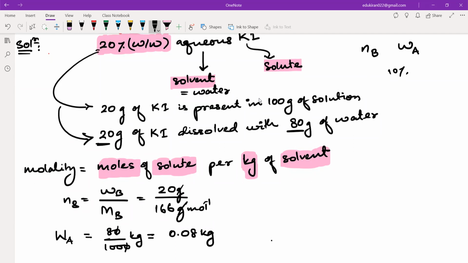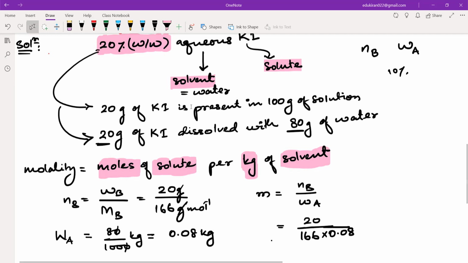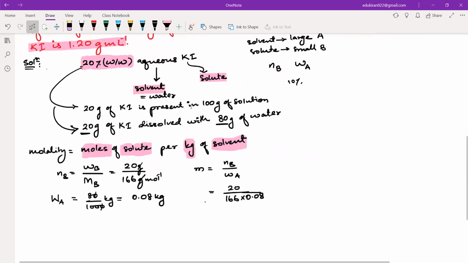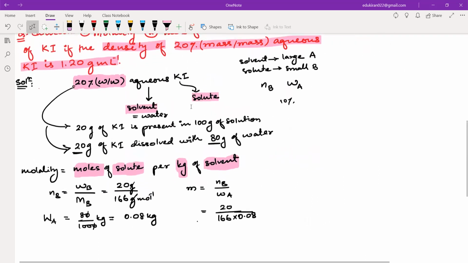Kg, right? Now number of moles of solute per kg of solvent, that means molality, which is given by small m, is equal to NB upon WA. NB is 20 upon 166 into 0.08. Is that clear, yes or no? Yes. Can you please copy till here and solve for m?